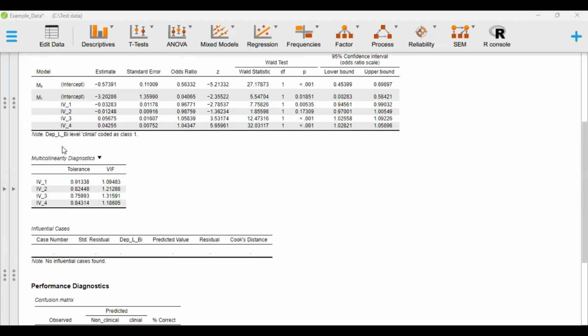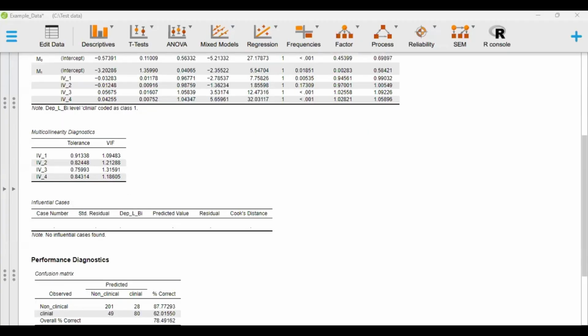Another table is about assumption checks, like the assumption of multicollinearity. You should be familiar with that from multiple linear regression. It's pretty much the same: as long as your VIF, for example, is less than 10, that means there is no multicollinearity and your assumptions are met. You can see that they are way below 10, so there is no concern with the assumption of multicollinearity.